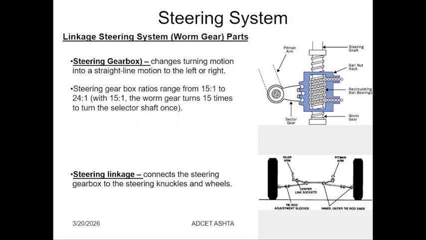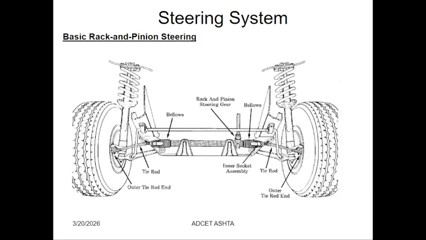The steering gearbox changes the turning motion into straight line motion, from left to right or right to left, and the gearbox is helpful for that. The ratio is 15 to 1 to 24 to 1, with the worm gear turning 15 times to the sector gear. With the help of that, the steering linkage connects the steering gearbox to the steering knuckles and the wheel here.